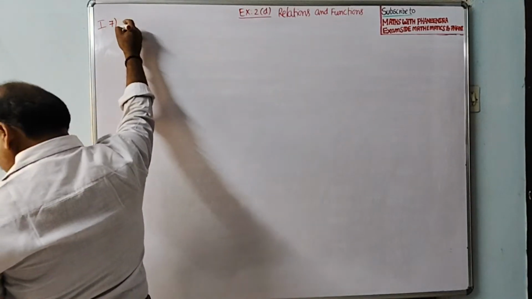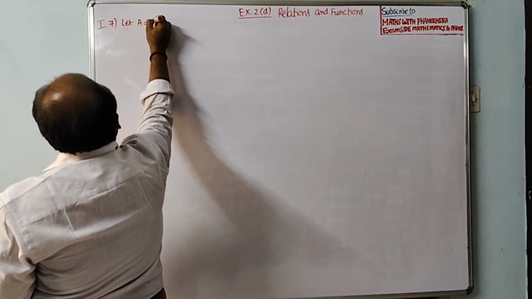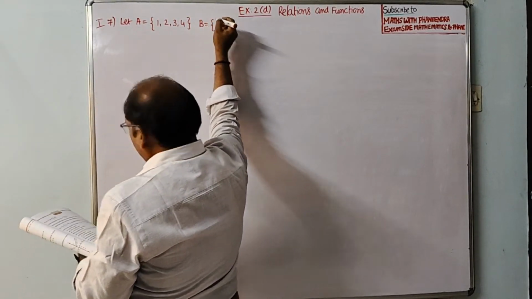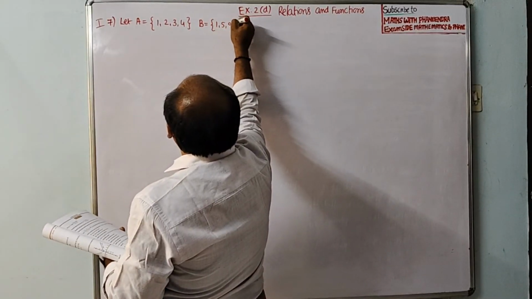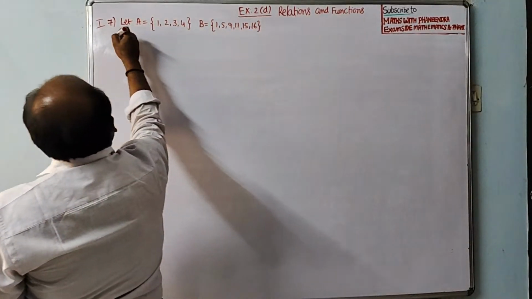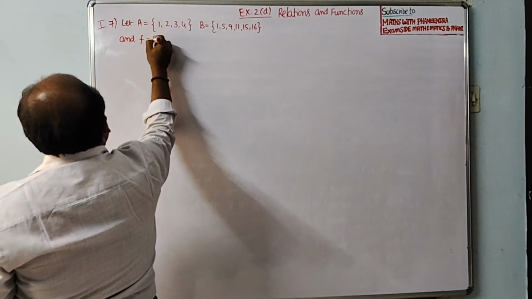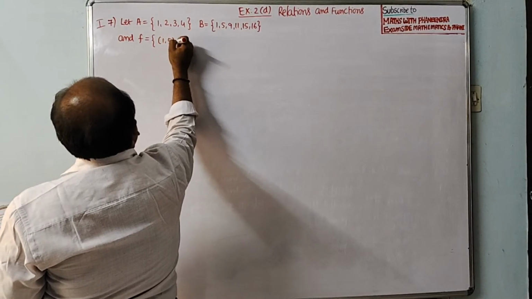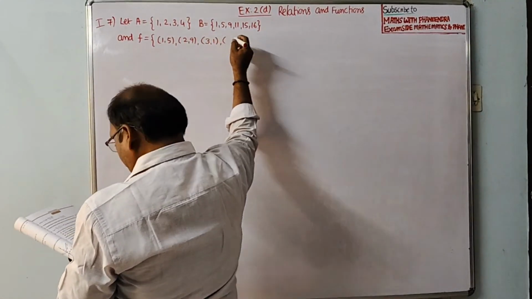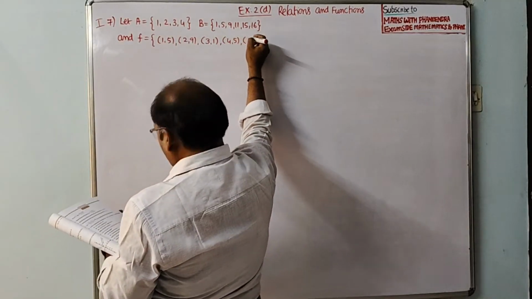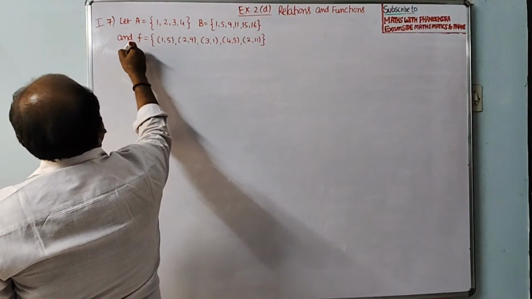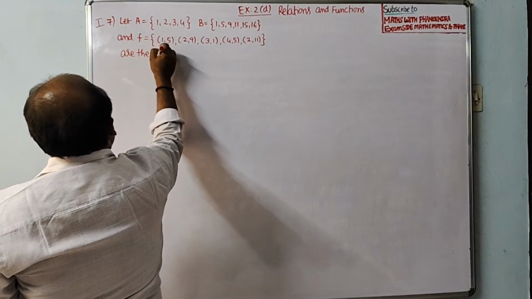Question number 7. Let A equal to {1, 2, 3, 4}, B equal to {1, 5, 9, 11, 15, 16}, and F equal to {(1, 5), (2, 9), (3, 1), (4, 5), (2, 11)}. Are the following true?